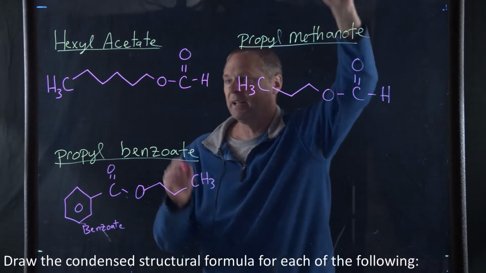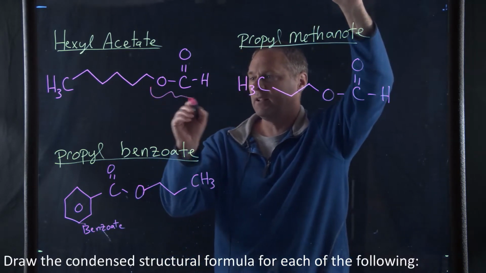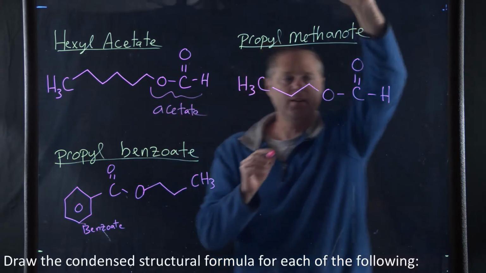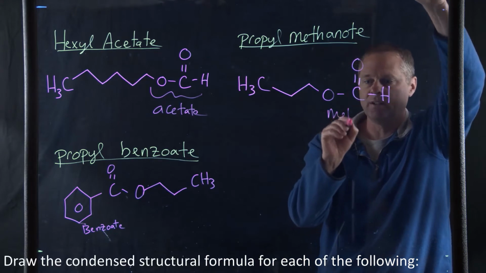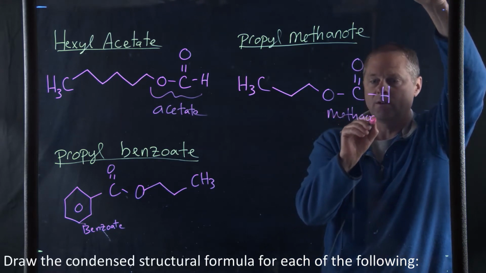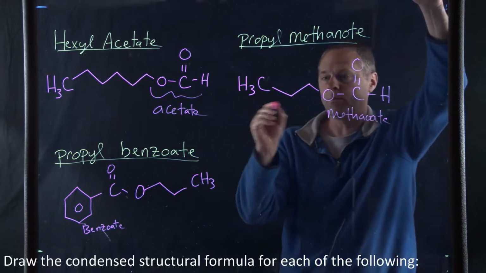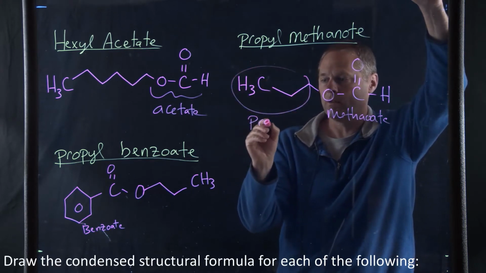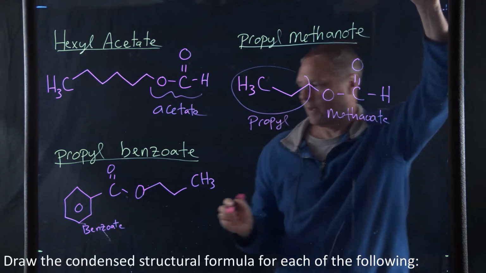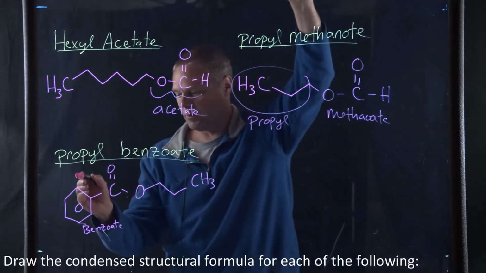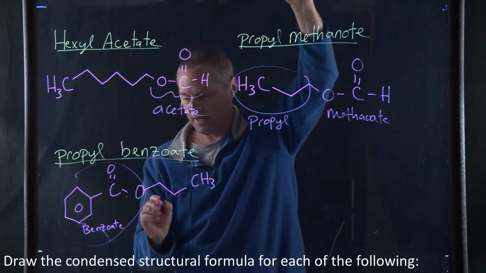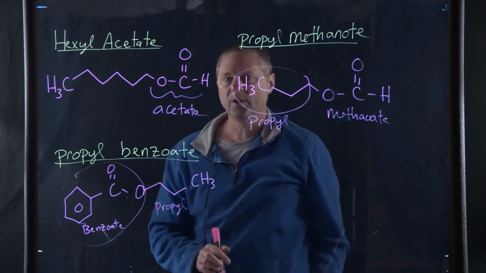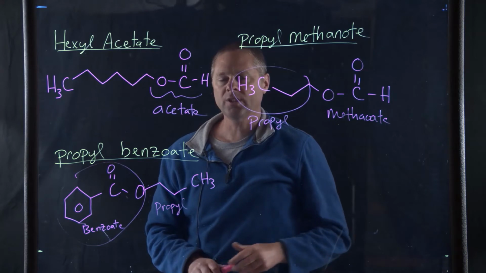Let me go back. This is going to be our acetate. This is going to be our methanoate. This is our propyl group. Back down here, this is going to be our benzoate group, and this is once again going to be our propyl group. All right. If you have any questions on this, please let me know.